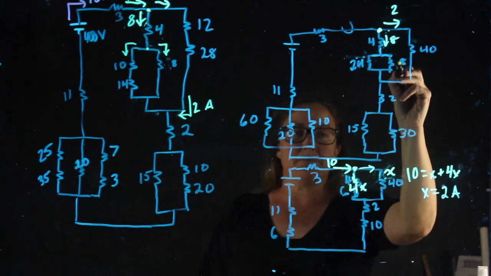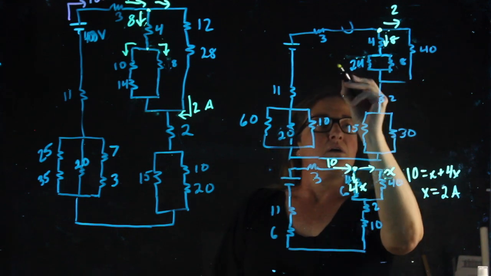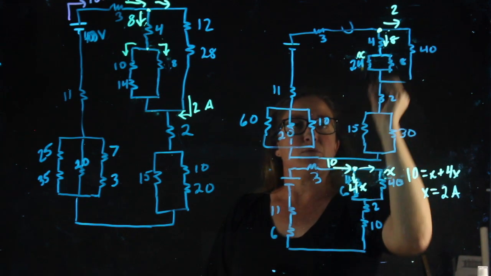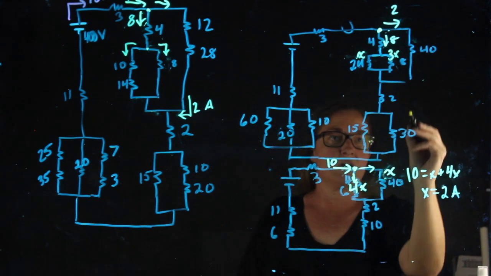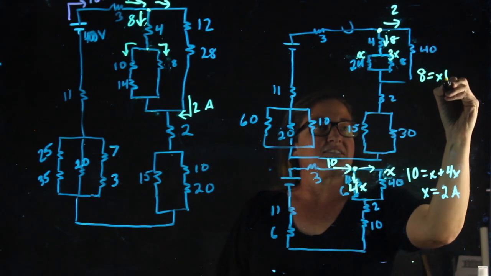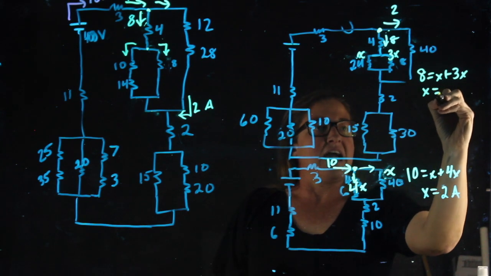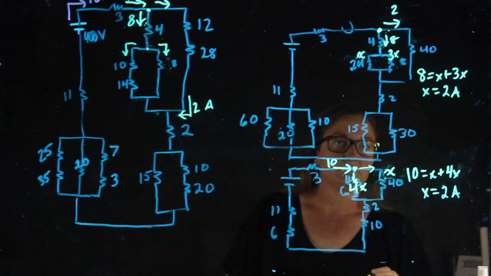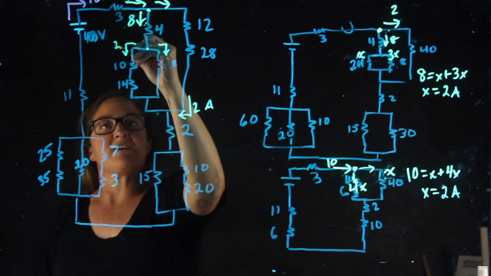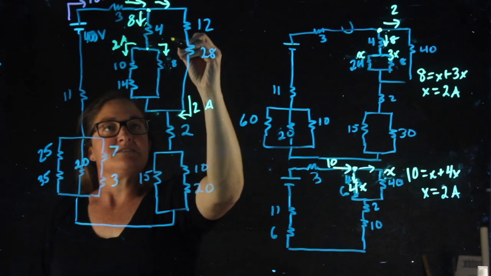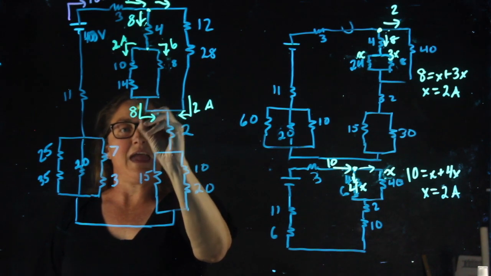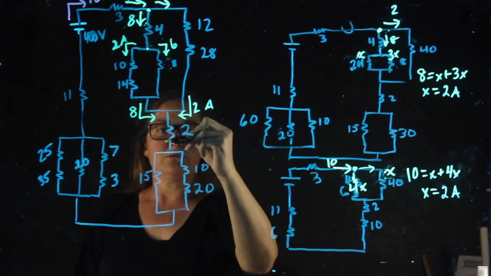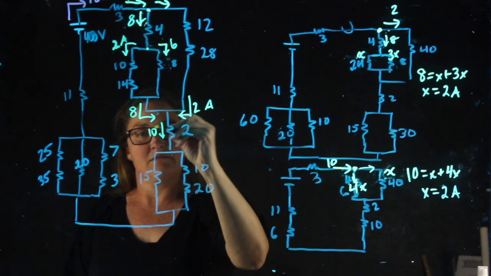I'm going to handle the split by looking at this. Which of these gets less? That one gets less. This one gets more. How many times more? 3 times more. 8 equals X plus 3X. X is 2 amps. So 2 amps will go this way. 6 amps will go this way. 2 and 6 join back up to make 8. 8 and 2 join back up to make 10.